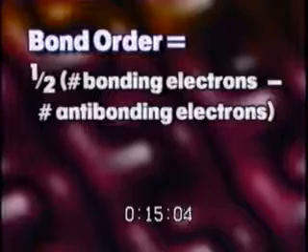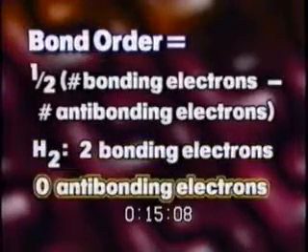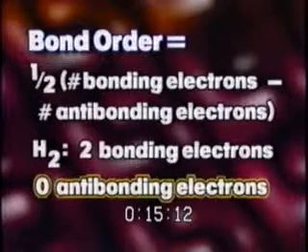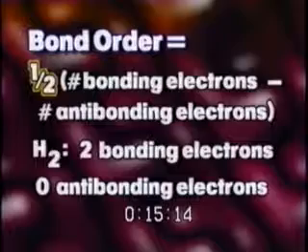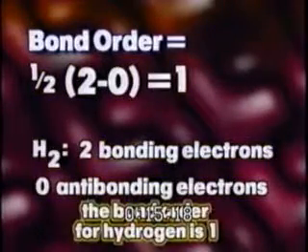Calculating bond order is pretty easy. Let's go back to the hydrogen example. Hydrogen has 2 bonding electrons and 0 anti-bonding electrons. So the equation we'll use to find hydrogen's bond order looks like this. 1/2 of the quantity, 2 minus 0, equals 1. The bond order for hydrogen is 1.